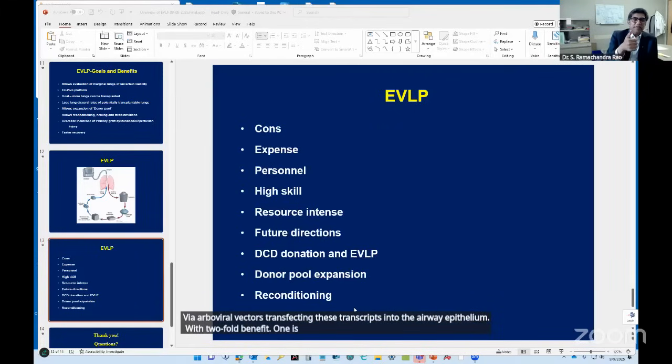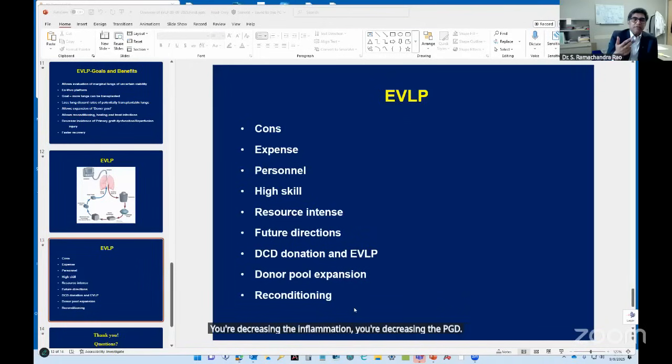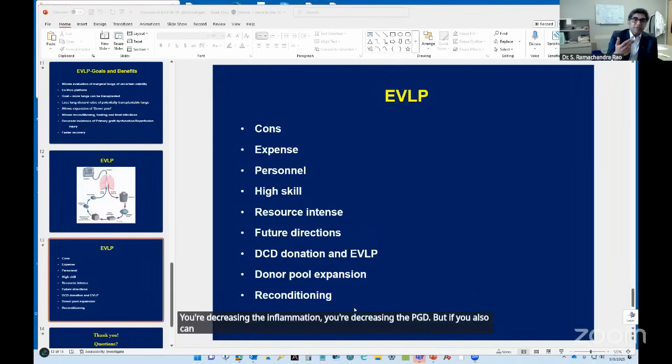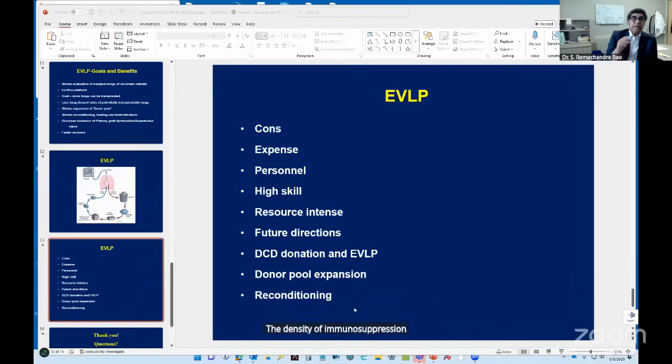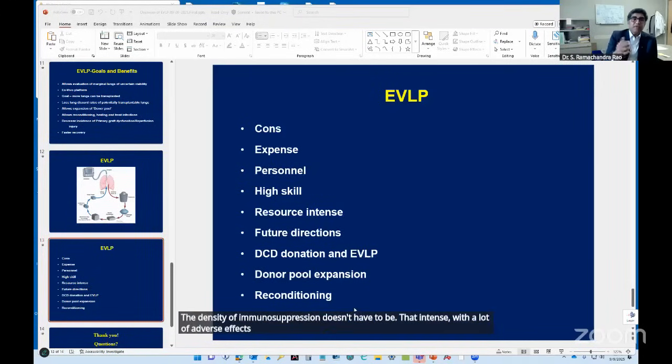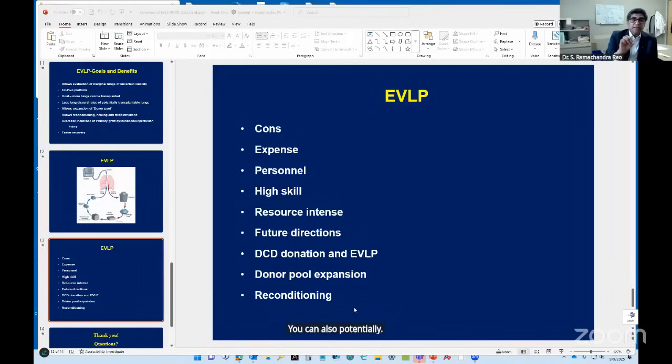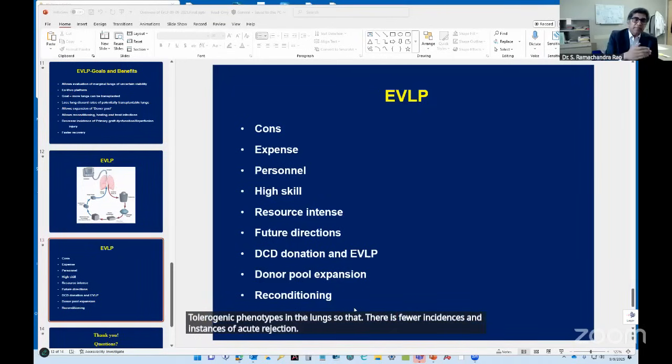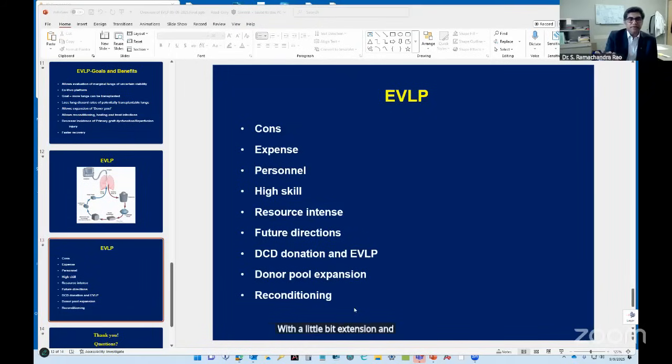One is not only you're decreasing the inflammation, you're decreasing the PGD, but if you can also induce some immunomodulation, the intensity of immunosuppression doesn't have to be that intense with a lot of adverse effects long term. You can also potentially induce transcripts that can promote tolerogenic phenotypes in the lungs so that there are fewer incidences and instances of acute rejection with a little bit of extension and prolongation of the allograft half-life.